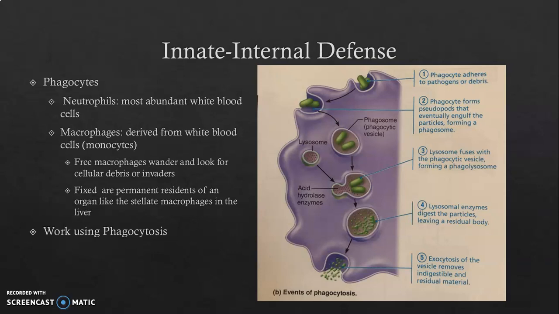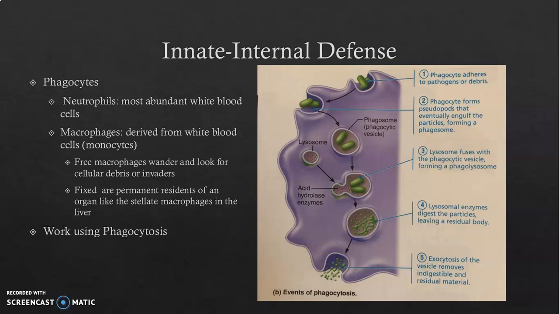But what happens when those fail? Well, then your internal defense has to come into play, and from there you have specialized cells in your body that are ready to get to work and protect you from the microorganisms. One such thing that can happen is phagocytes get deployed, and those are your neutrophils, which are the most abundant white blood cells, and macrophages, which are derived from white blood cells called monocytes.